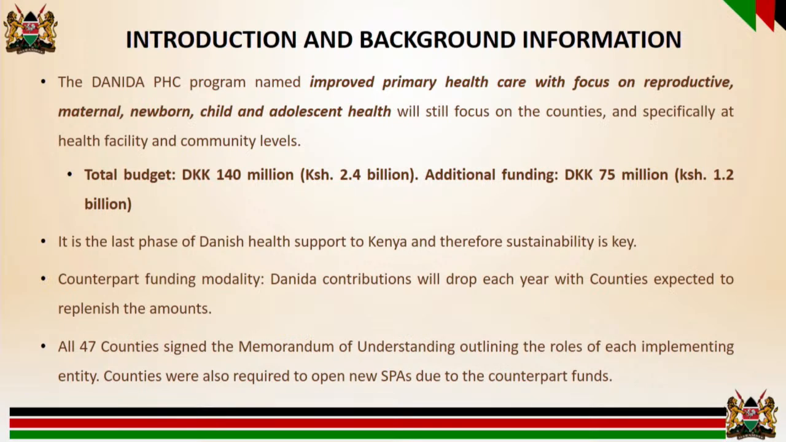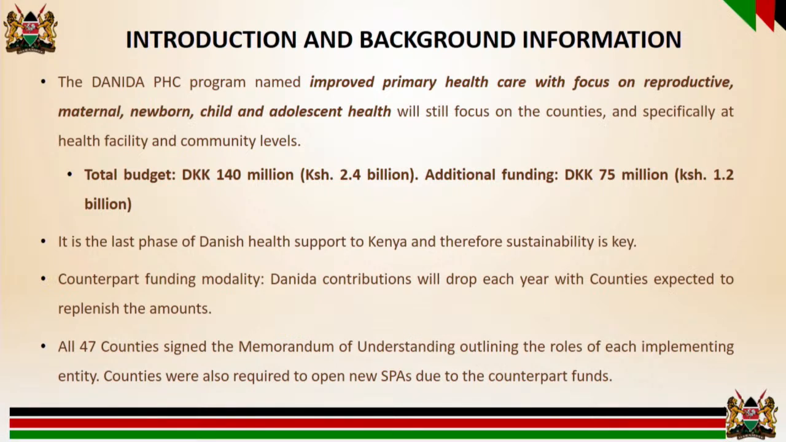So the total budget was about 2.4 billion with additional funding of 1.2 billion. What is important to note for this program is that it's likely to be the last phase of support to the Kenyan health sector, and therefore sustainability is key. We therefore put in place a counterpart funding modality where year in, year out, contributions from Danida will go down as the contribution from the counties as counterpart funding is required to go up.